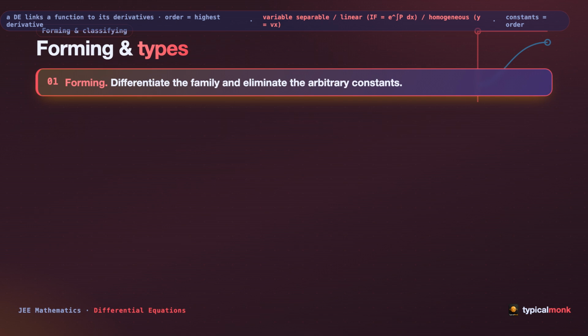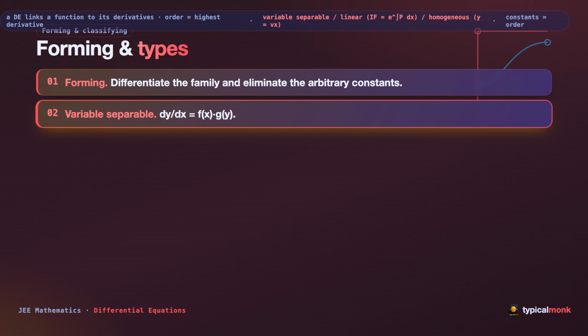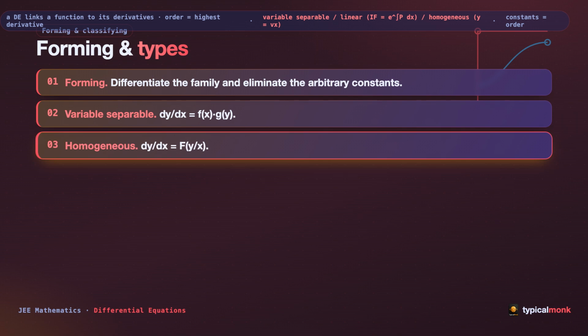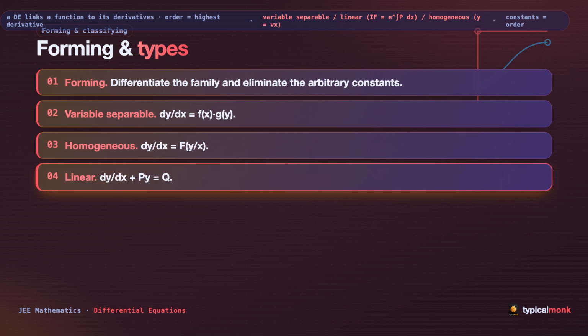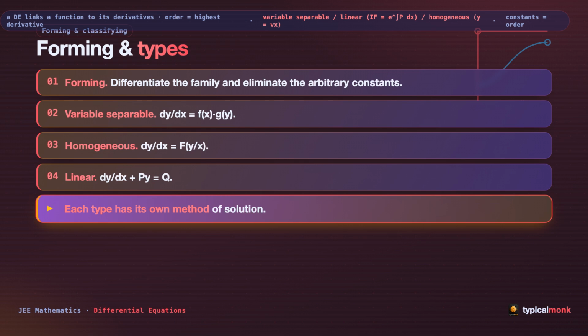Now forming and classifying. Forming: differentiate the family and eliminate the arbitrary constants. Variable separable, dy by dx equals f of x times g of y. Homogeneous, dy by dx equals f of y over x. Linear, dy by dx plus py equals q. Each type has its own method of solution.